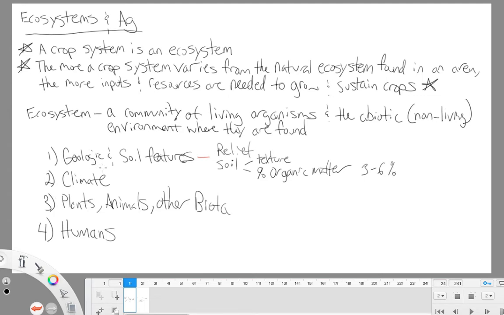Then we said besides geologic and soil features, we had climate. And within our climate, what was important for plants were temperature.